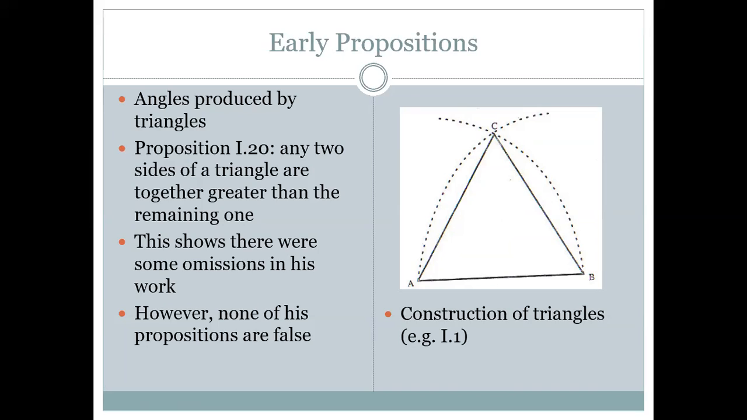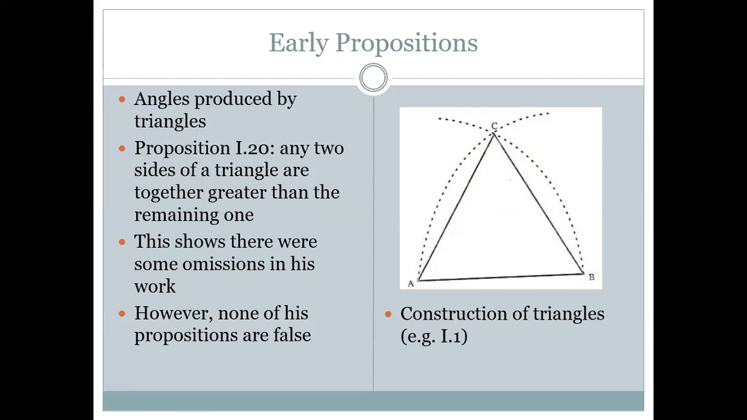Proposition book 1, number 20, says that any two sides of a triangle are together greater than the remaining one. That seems sort of obvious, right? Sometimes in mathematics, we call that the triangle inequality, namely that walking from one point to another along a straight line is going to be shorter than going along the other two legs of the triangle. That sort of makes sense geometrically, right?